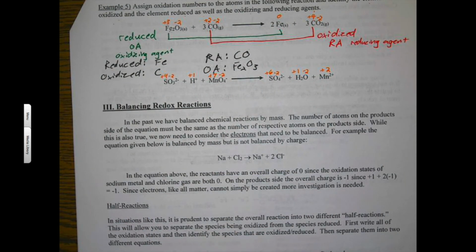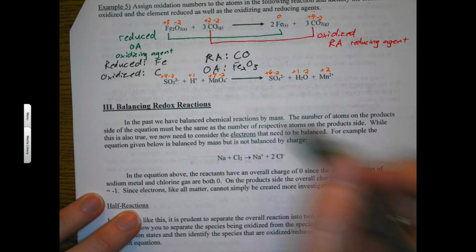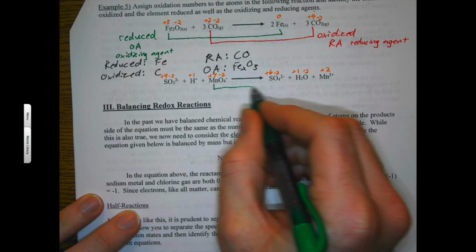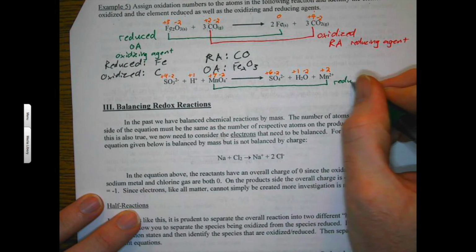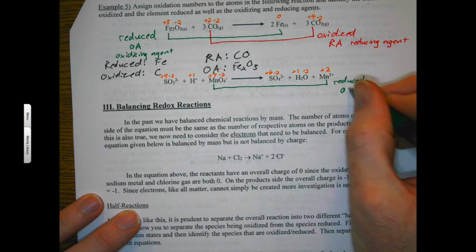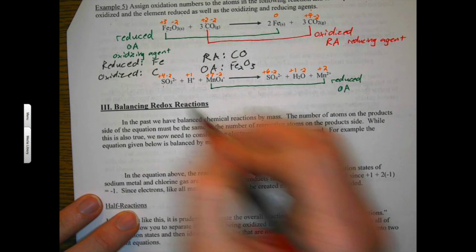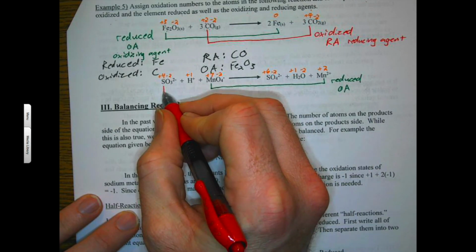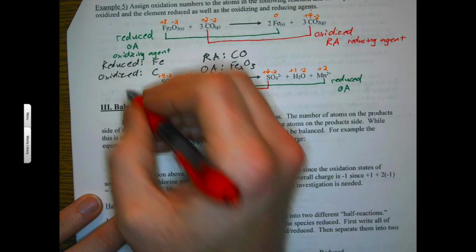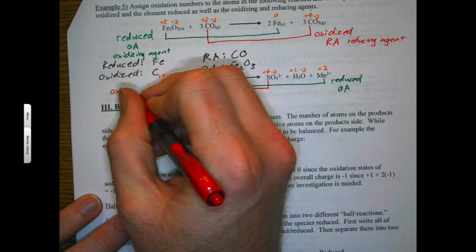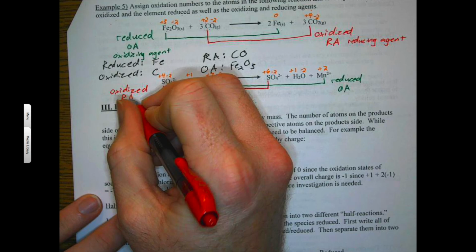So I can tell that the one being reduced is going to be manganese, because it goes from a +7 to a +2. So this one is reduced. It's the oxidizing agent. And the one that is being oxidized is sulfur. Oxidized, that makes it the reducing agent.